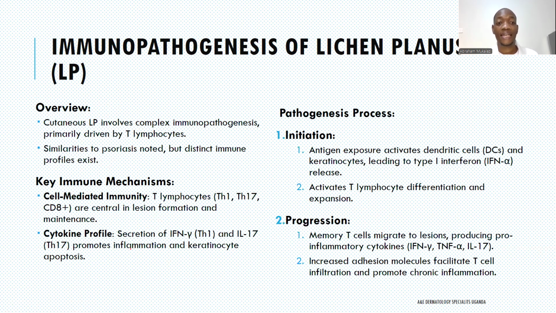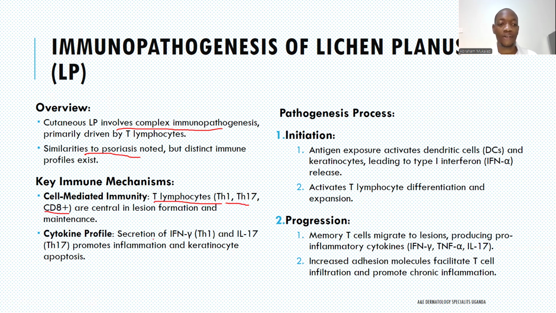And in this case, we see lichen planus to be one of the complex immunological disorders, which is primarily driven by T cells. And if you have to note, it is similar to psoriasis, but they have a difference in the pathways. So here, the key immune mechanisms that we see in lichen planus: we have the T lymphocytes, T helper 1, T helper 17, and CD8 cells, and these are the core cells that play a role in initiation and maintenance of this condition.